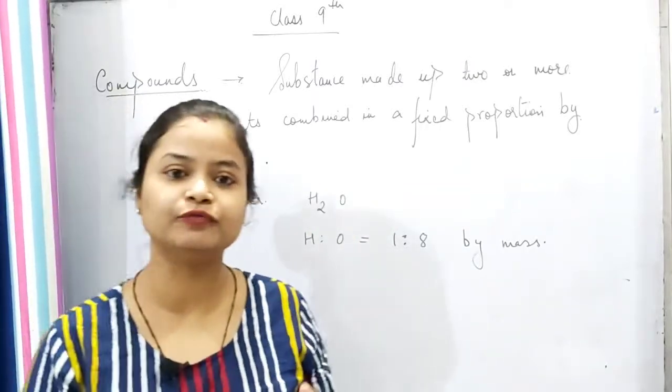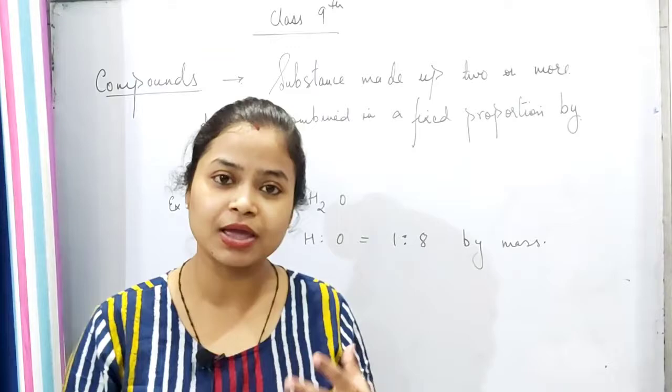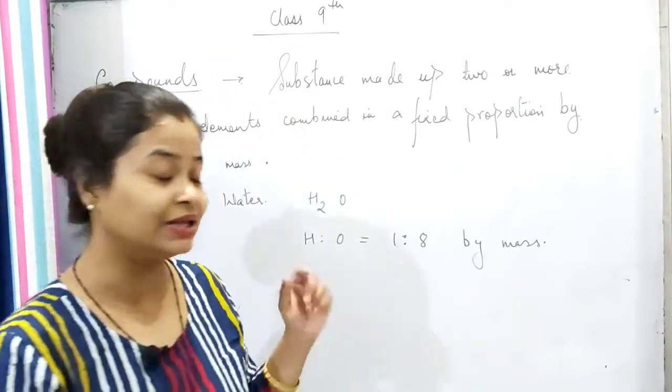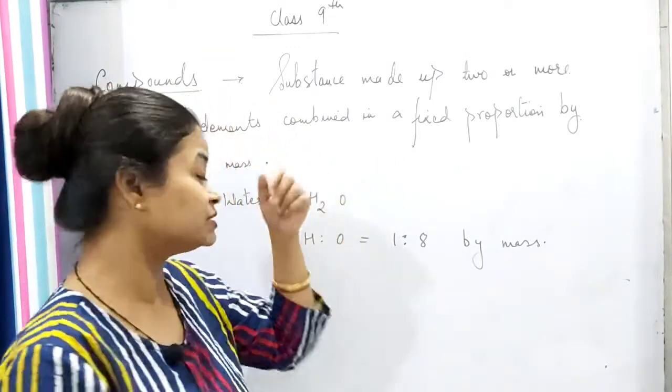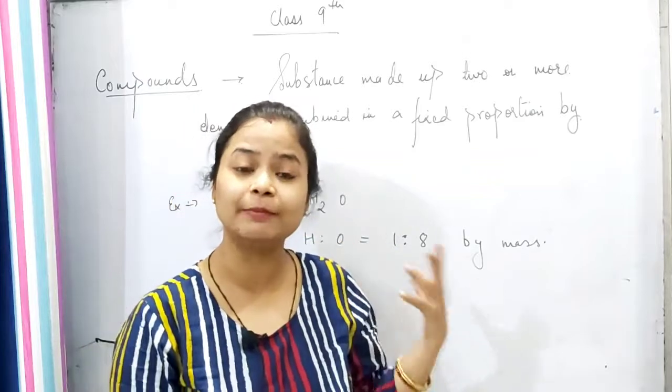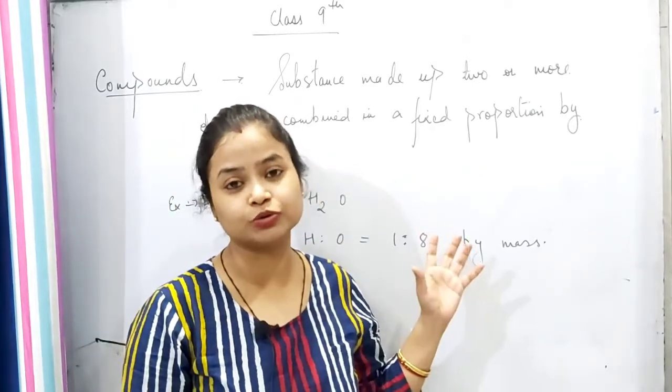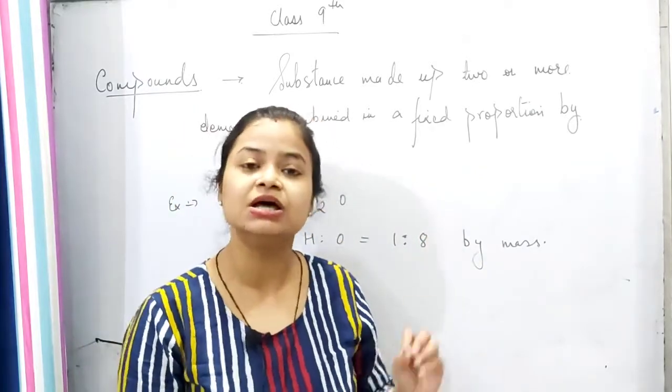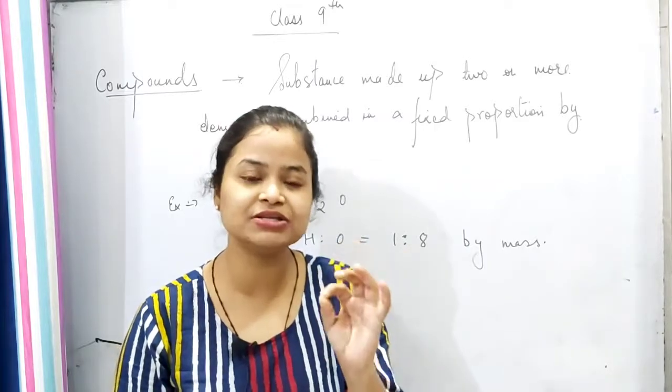A compound may be made up of two or more elements, chemically combining. That is the important point: they combine in a fixed proportion by mass. That is, compounds will always have a fixed formula.